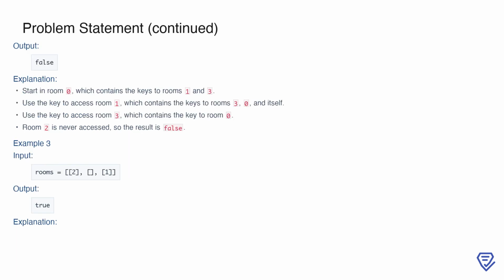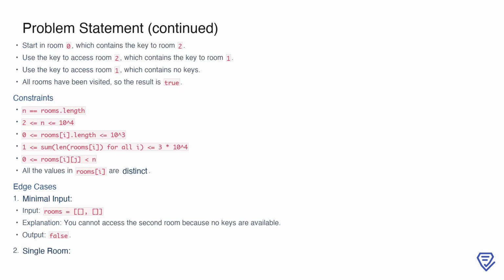Now, consider the example where rooms equals [[2],[],[1]]. In this case, room 0 contains the key to room 2, and room 2 contains the key to room 1. Room 1 has no keys. Starting in room 0, you can use the key to access room 2, then use the key in room 2 to access room 1. Since all rooms have been visited, the output is true. The problem can be solved by ensuring that every room is reachable from room 0 using the keys you collect. If there exists at least one room that cannot be reached, the output will be false.